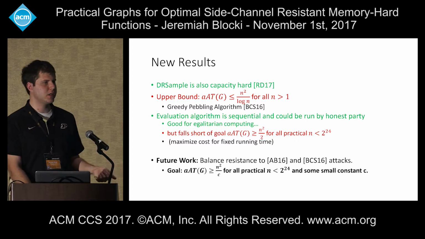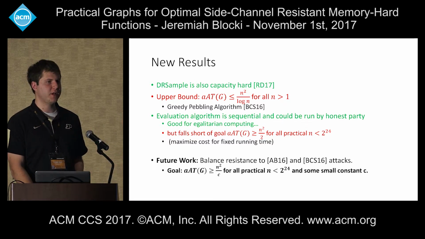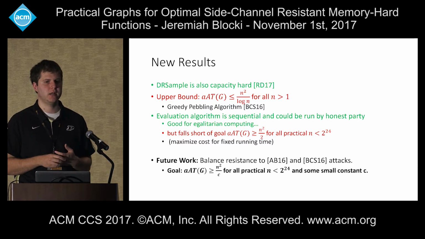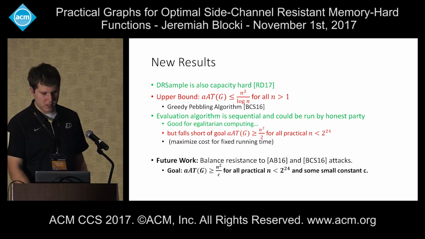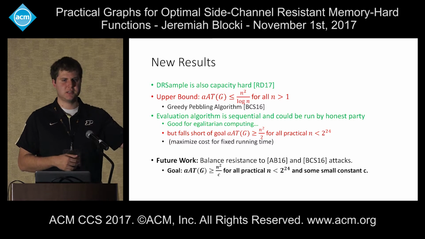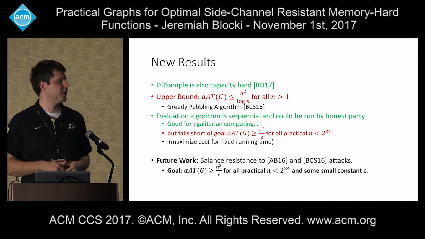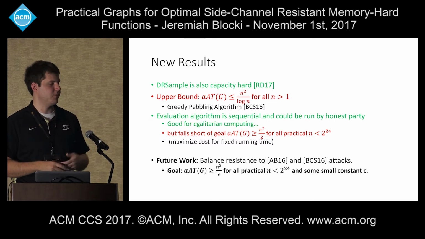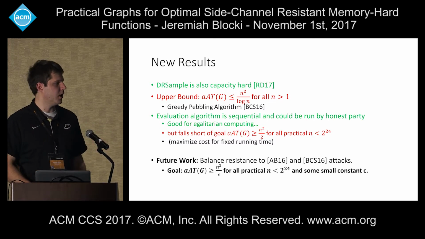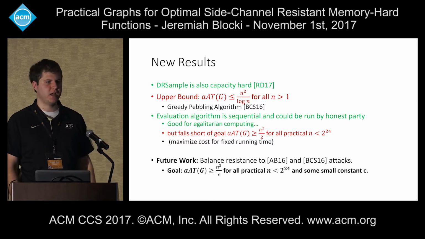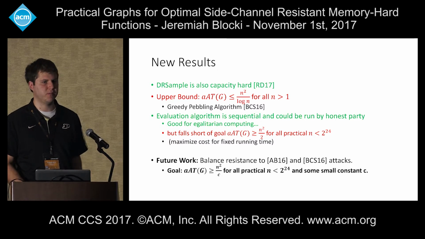So some new results. We've also managed to prove that DRSample is capacity hard, following an upcoming TCC paper of Ling Ren and Srini Devadas. On the downside, we've now found tight attacks against DRSample. In particular, there's an attack which actually achieves amortized area-time cost at most n squared over log n. And this is actually just the greedy pebbling attack given by Bonneau et al., I believe, at Asiacrypt.